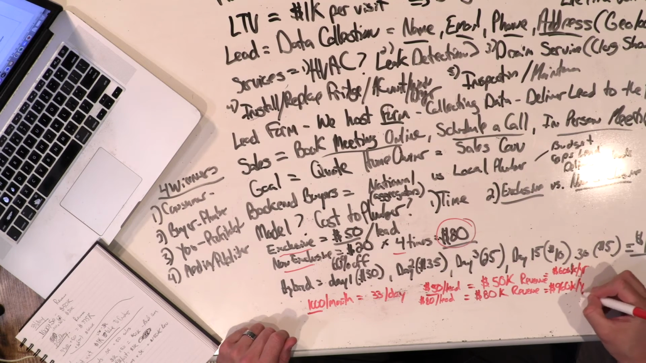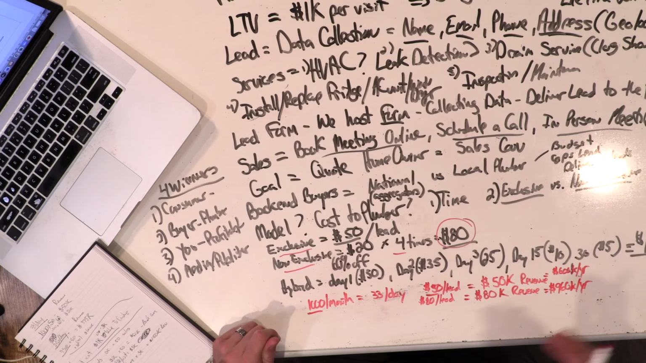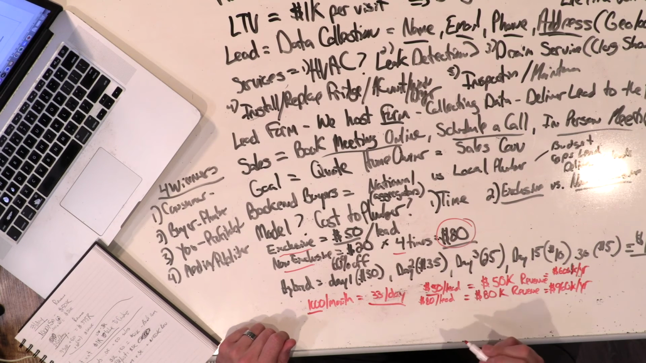$960,000 per year. So we almost have a $1 million business right here, generating 33 leads per day on average and selling it for 80 bucks. Boom. Beautiful, right? A lot of this is going to be determined by, is the plumber closing on those leads? Is the consumer happy, right?